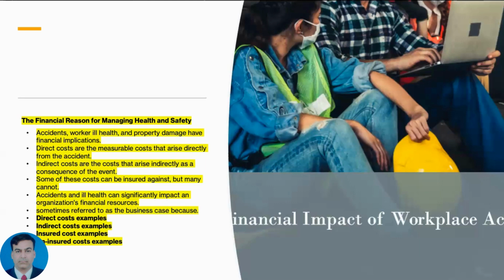So here I have explained you in detail all the topics related with the financial reasons for managing health and safety. There may be many costs involved when some accidents happen. There may be some insured costs, some uninsured costs. There may be some direct costs and some indirect costs. I have explained each and everything with examples to all of you.